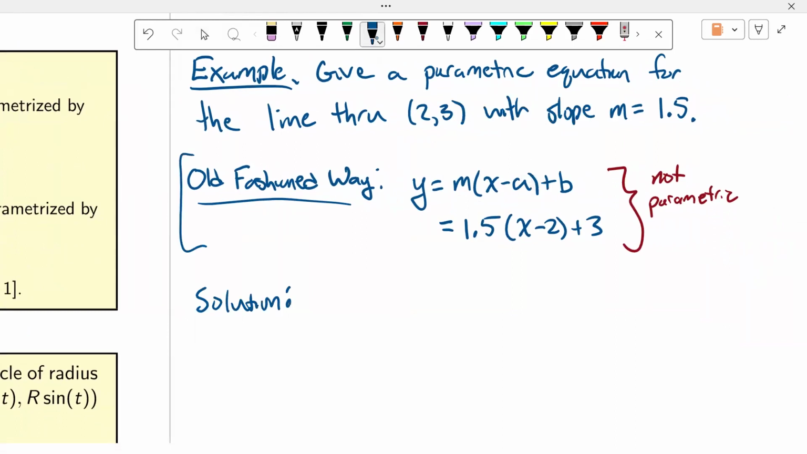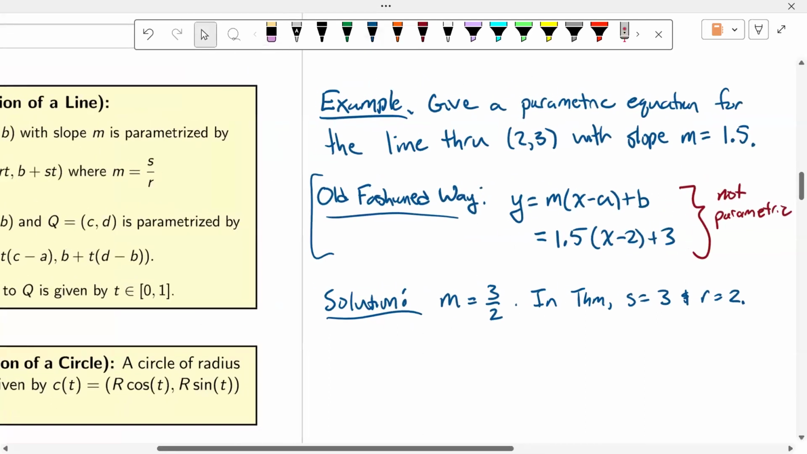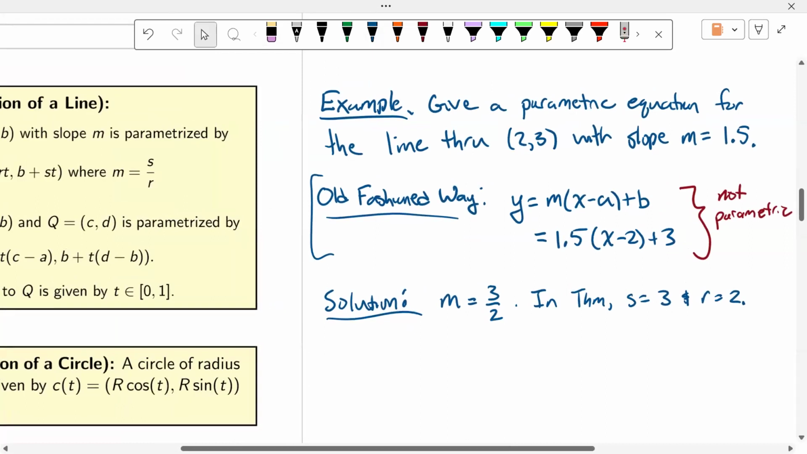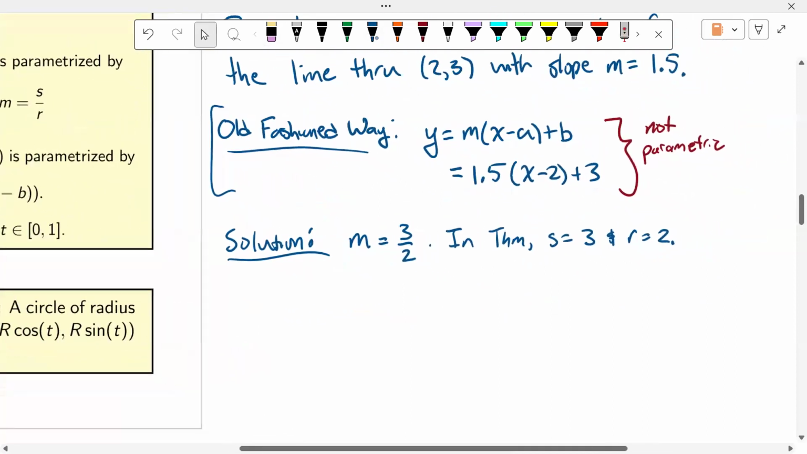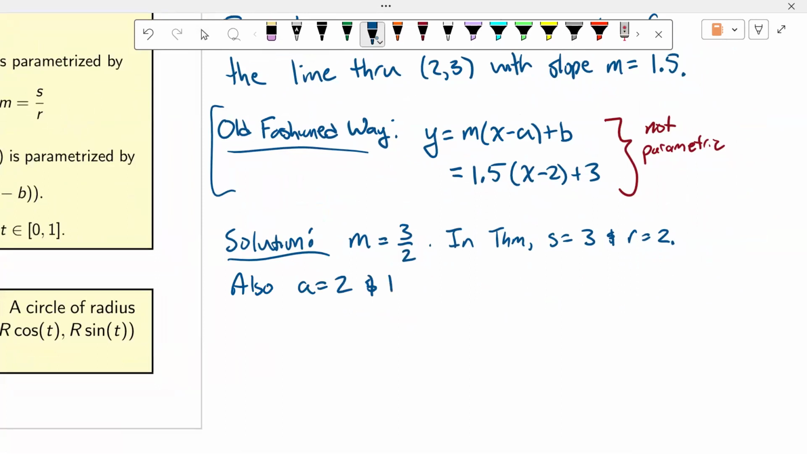First thing to notice is I can write m as 3 over 2. So in our theorem, that means our s is equal to 3 and r is equal to 2. And so we have 3 divided by 2, or 1.5 right there. That's our s and our r. And of course, we want it through the point (2, 3). So that means our a is 2 and our b is 3.